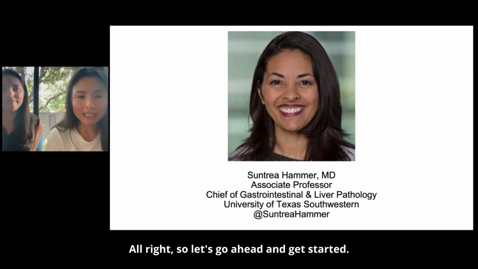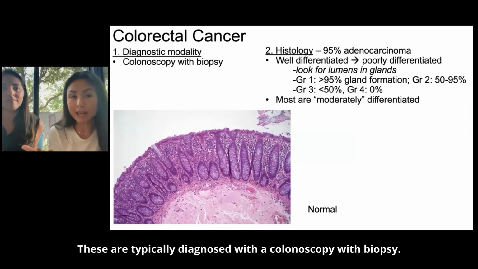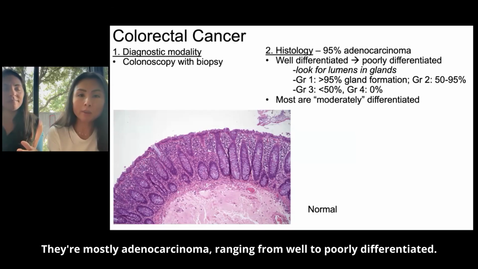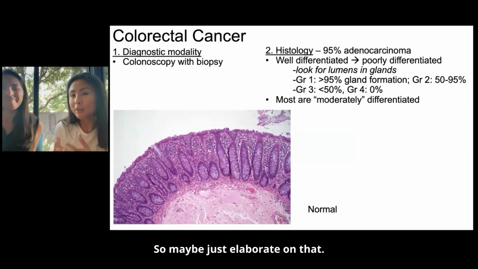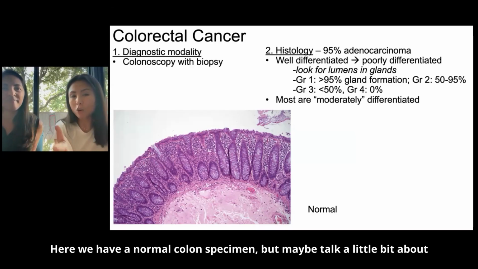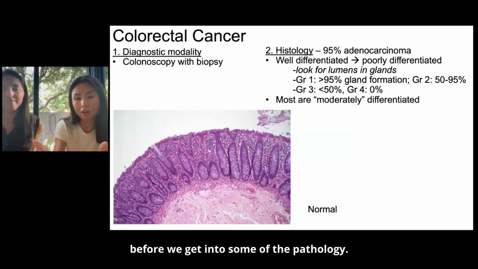All right, so let's go ahead and get started. We'll just start with colorectal cancer. These are typically diagnosed with a colonoscopy with biopsy. They're mostly adenocarcinoma, ranging from well to poorly differentiated. I've been told to look for lumens and glands, so maybe just elaborate on that. Here we have a normal colon specimen, but maybe talk a little bit about the differentiation before we get into some of the pathology.